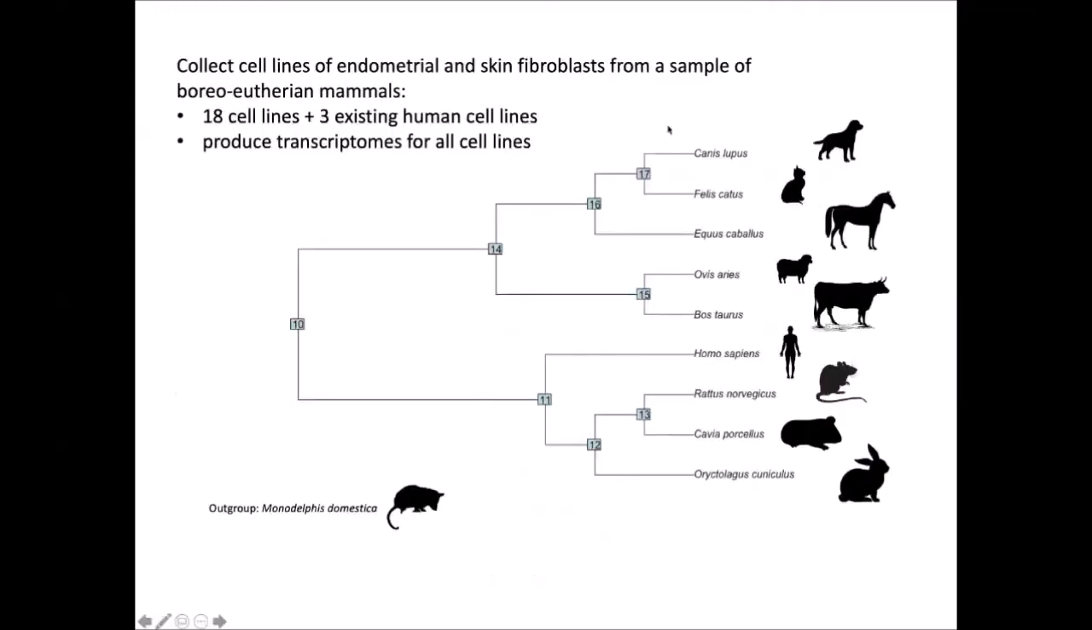And we approached this by culturing skin and endometrial fibroblasts from about 10 species, with one clade that has these hoofed animals as well as the carnivores, and then the primates and the rodents here that have the more invasive form, and this is the less invasive form, and then asked, what differences exist between them.